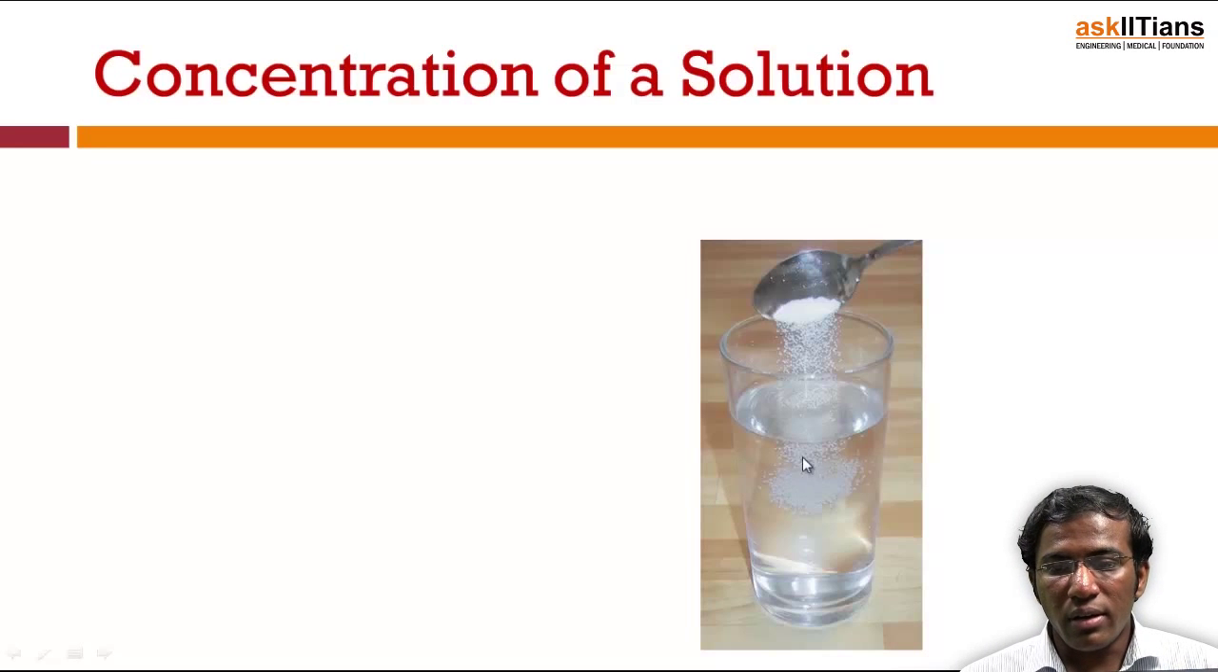Here we have only 2 components, and the one which is present in the smaller quantity is known as solute. So here salt, the NaCl, is the solute, and the one which is present in the major quantity is known as solvent. So here water is the solvent. A solution is a mixture of solute and solvent. Let's understand what is meant by concentration of a solution.